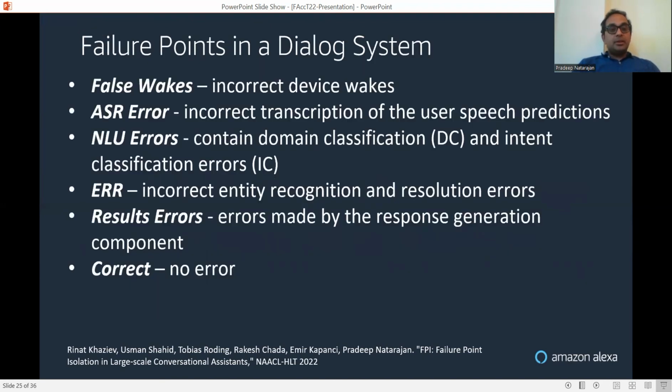There are many failure points in a dialogue system. It could be false wakes, where the device woke up incorrectly. It could be an ASR error, where it produced the wrong transcription of the audio input. It could be an NLU error, maybe domain classification or intent classification, or it could be an entity resolution error, or it could also be an error in the results generated by the response generation component. Or finally, which is the vast majority of our utterances, we process the utterance correctly.